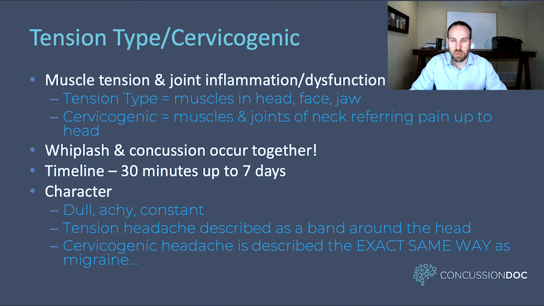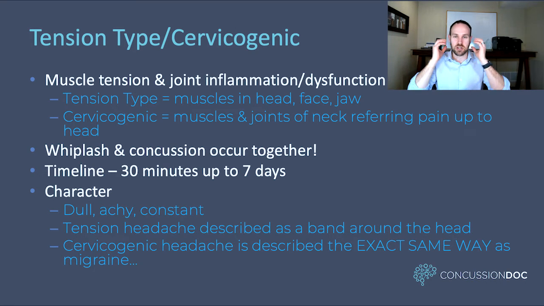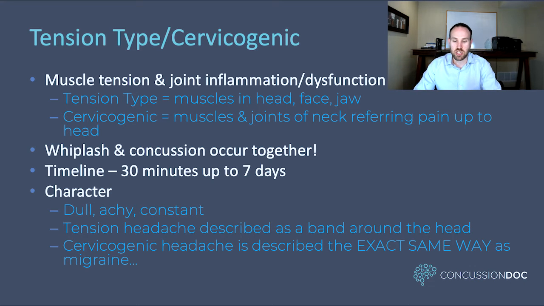Next up is tension type and cervicogenic. I'm going to put these together. Cervicogenic, your neck is actually called your cervical spine. So cervicogenic headache simply means a headache that's actually coming from the tissues of the cervical spine. Tension type headache is more around muscles, and it can also involve muscles in the scalp and head itself. So things like your jaw, your temporalis muscle, your masseter muscle, your occipitalis and frontalis muscles can also create their own pain generation, but it's tension within those. So tension type is muscles in the head, face, and jaw. Cervicogenic is muscles and joints also. So cervicogenic includes joints of the neck that refer pain up to the head.